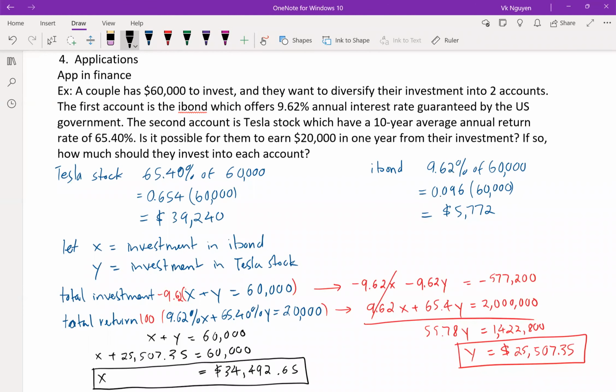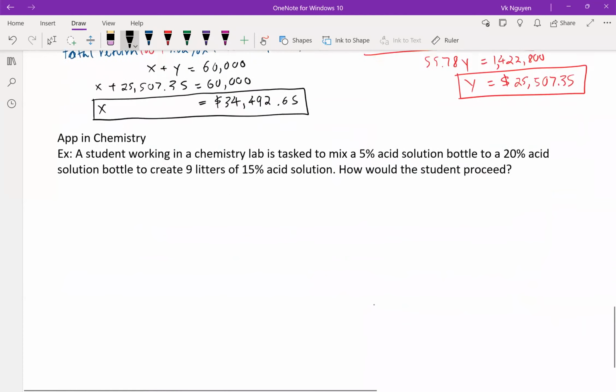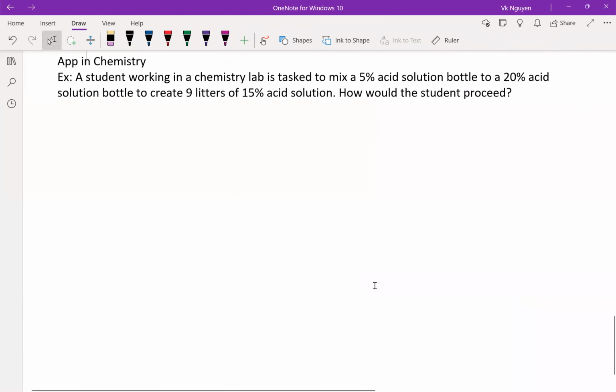Pretty cool, huh? One more application in chemistry. A student working in a chemistry lab is tasked to mix a 5% acid solution bottle to a 20% acid solution bottle to create 9 liters of 15% acid solution. How would the student proceed? Sketch out.